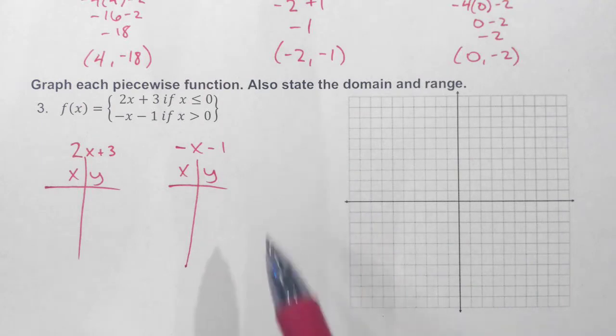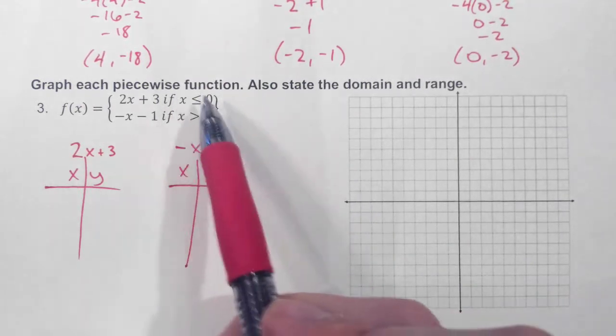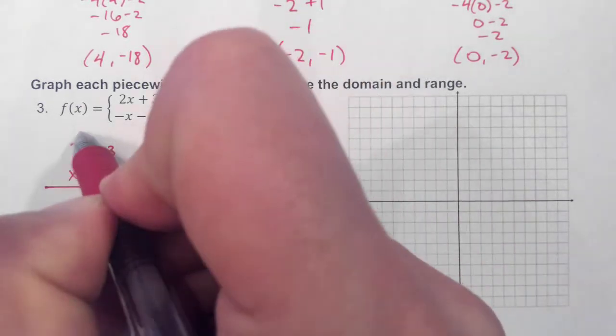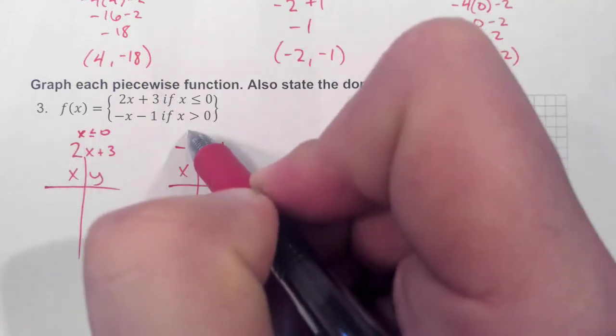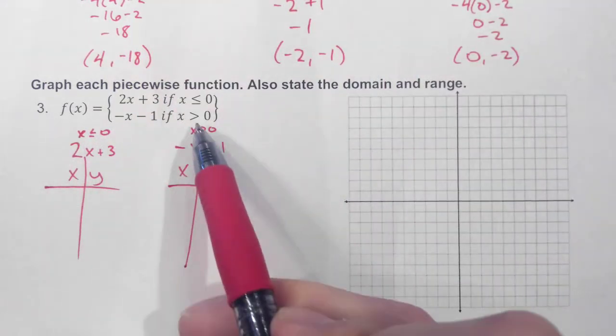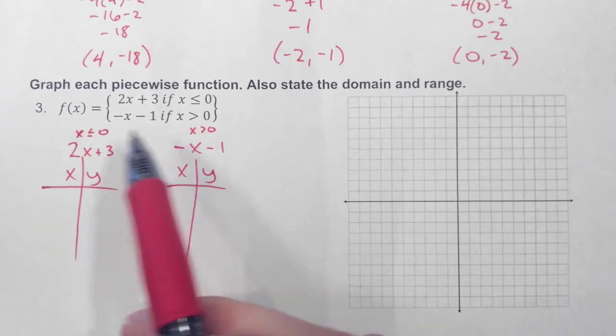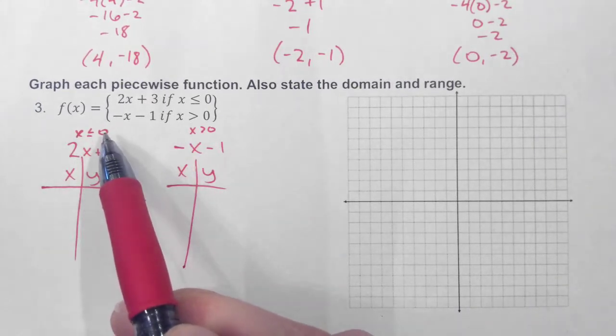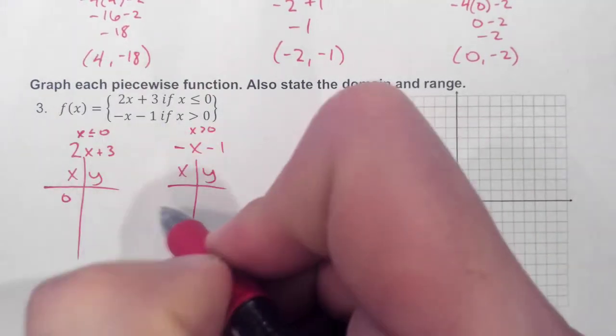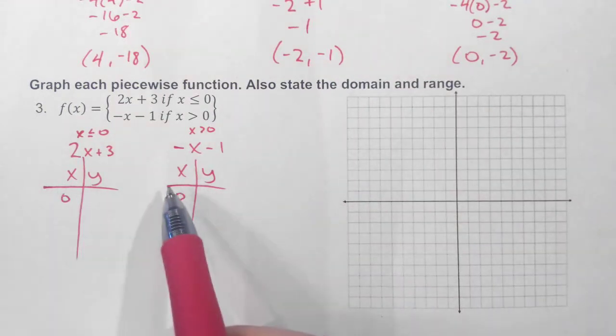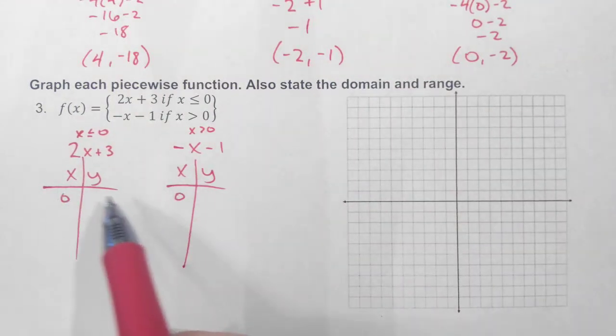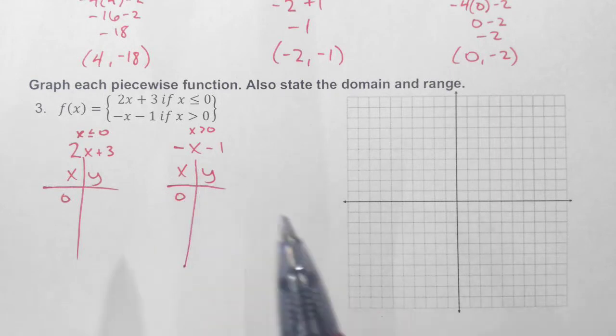Okay, and then our rules here. This one, x has to be less than or equal to 0. This one, x has to be greater than 0. That's what the rules say. So no matter what, whatever this number is, I'm going to pick that. So I'm going to put 0 for both of them.